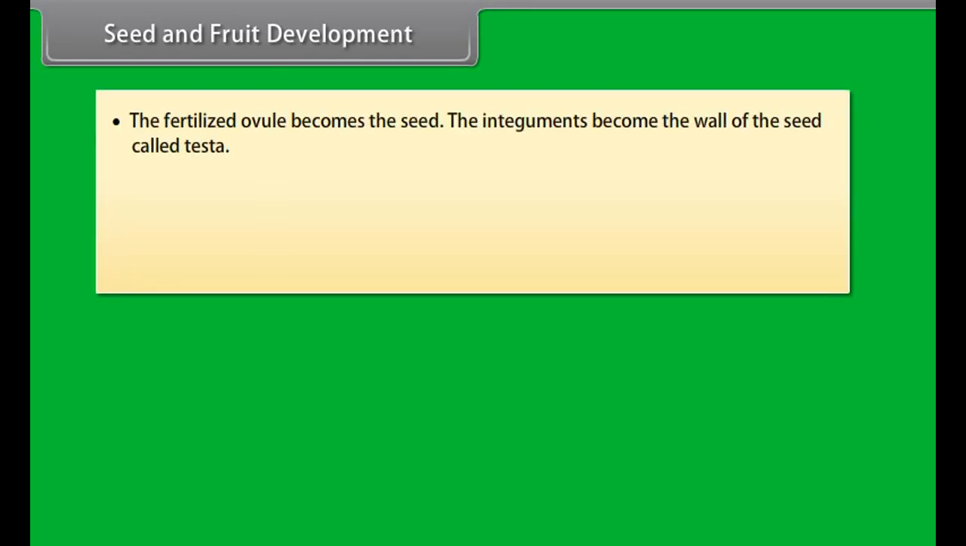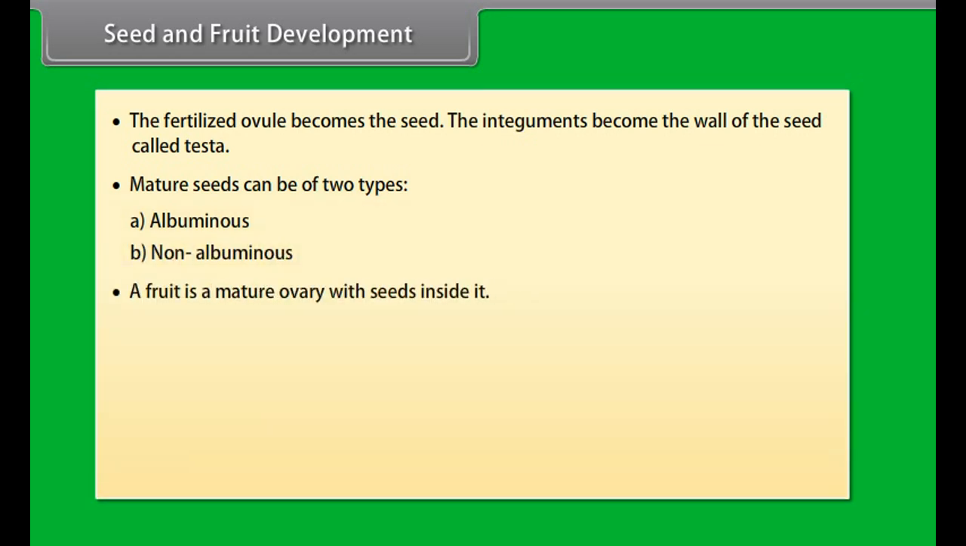Seed and fruit development. The fertilized ovule becomes the seed. The integuments become the wall of the seed, called testa. Mature seeds can be of 2 types: A. Albuminous, B. Non-albuminous. A fruit is a mature ovary with seeds inside it.